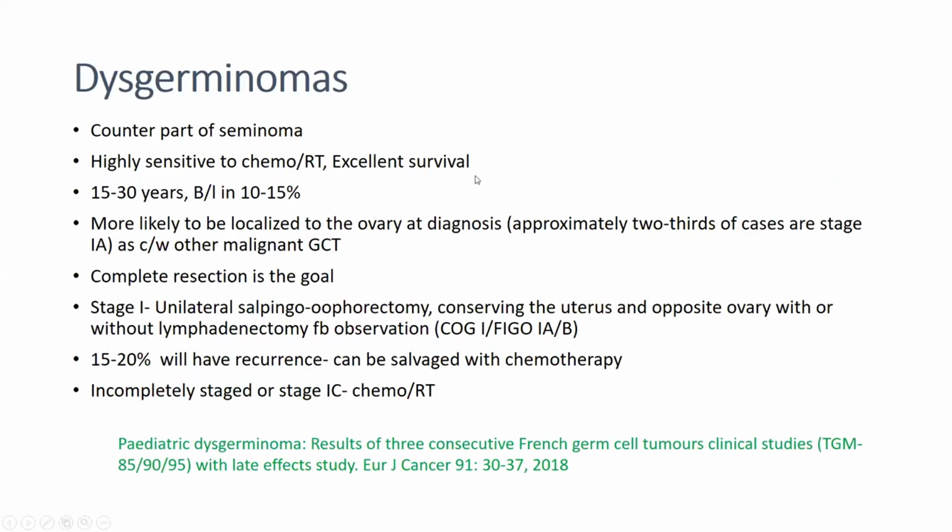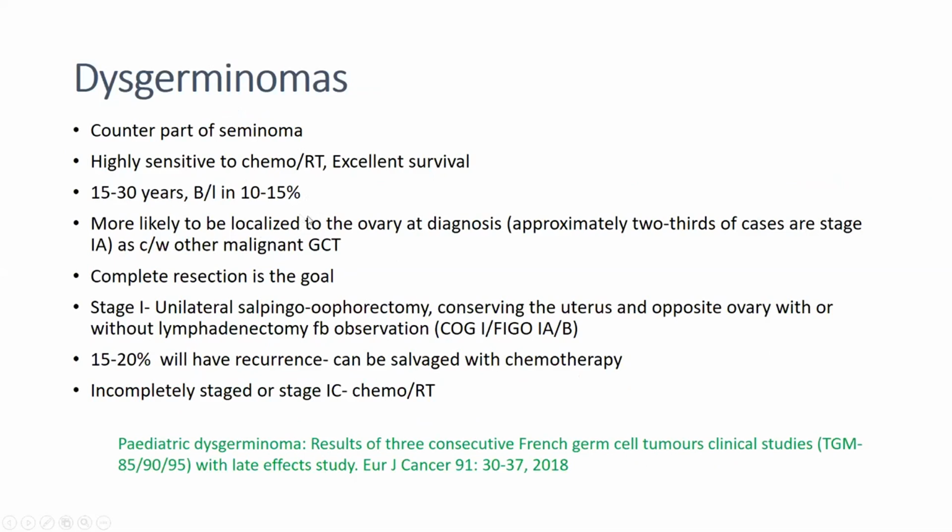Now next is dysgerminoma, which is the counterpart of seminoma, and it is highly sensitive to chemotherapy and radiotherapy as compared to non-dysgerminomatous tumors. It has excellent survival, mostly seen in adolescent or young adult patients, 10 to 30 years of age, and as compared to non-germinomatous germ cell tumors, it is bilateral in around 10 to 15% of the patients.